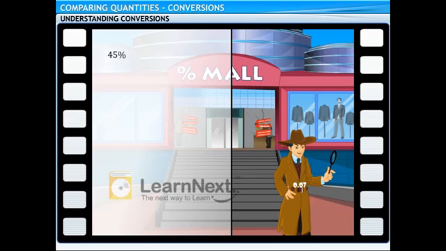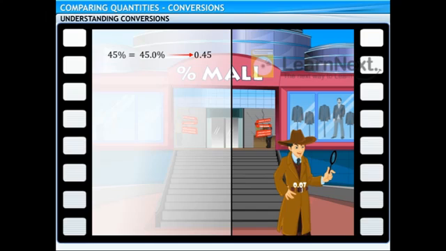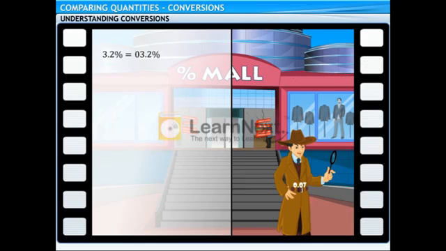Take a look at 45%. This can also be written as 45.0. Now, moving the decimal point 2 places to the left gives us 0.45. Remove the percent sign after moving the decimal. Similarly, take a look at 3.2%. Now, if we move the decimal place 2 places to the left, we get 0.032.